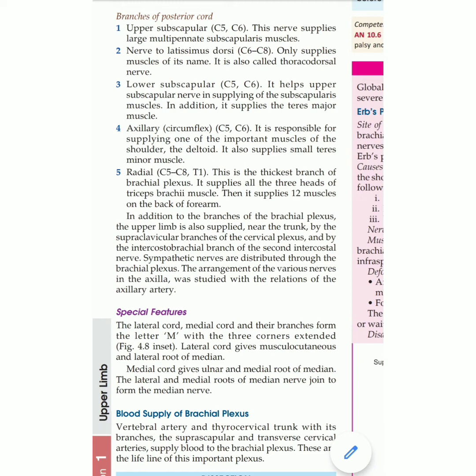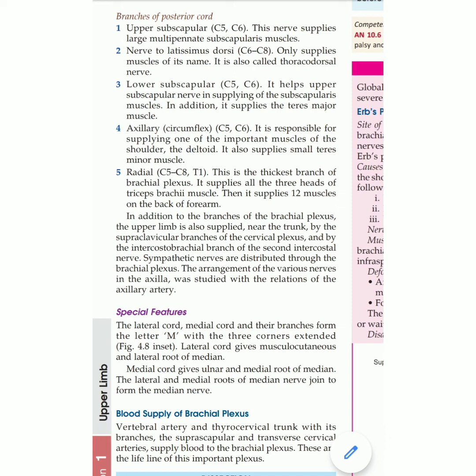5. Radial nerve, C5-C8 T1. This is the thickest branch of the brachial plexus. It supplies all three heads of the triceps brachii muscle. Then it supplies 12 muscles of the back of the forearm. In addition to the branches of the brachial plexus, the upper limb is also supplied near the trunk by the supraclavicular branches of the cervical plexus and by the intercostobrachial branch of the second intercostal nerve. Sympathetic nerves are distributed throughout the brachial plexus.